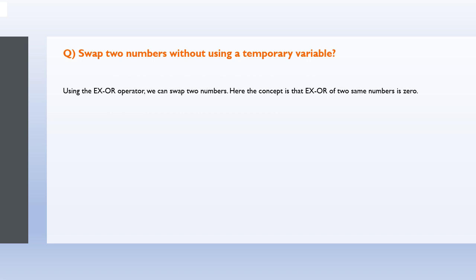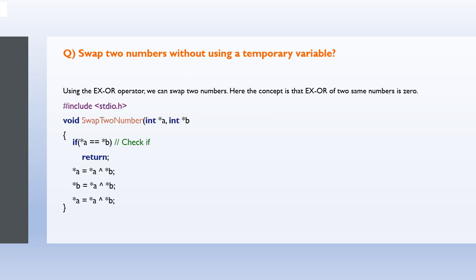So this concept we are using it. We'll write a small method, swap two numbers. If pointer A equals pointer B, check if the two addresses are the same, return. Otherwise, pointer A equals pointer A XOR pointer B, pointer B equals pointer A XOR pointer B, pointer A equals pointer A XOR pointer B, and this method when you call it, it simply swaps them.